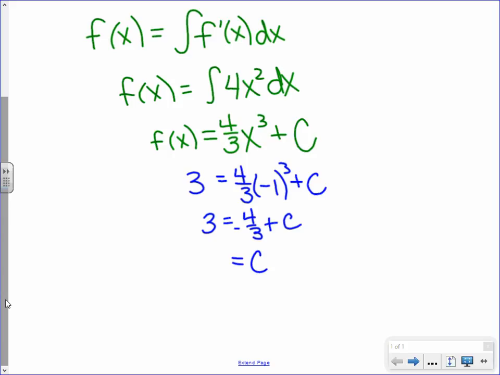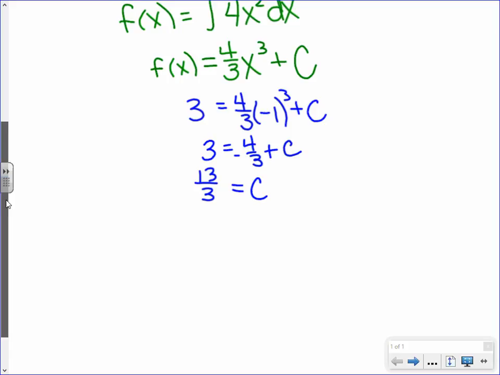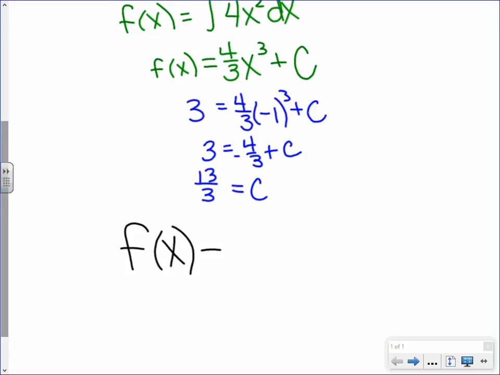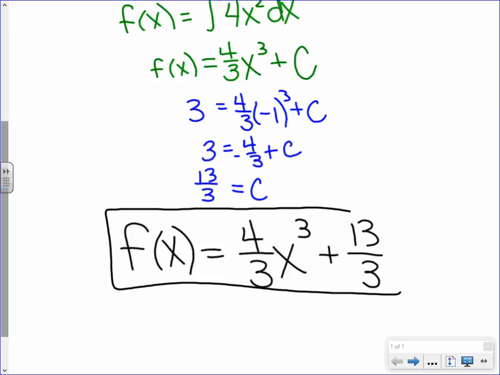What is our c value? 13/3. So we can conclude that f of x equals 4/3 x cubed plus 13/3. And now we can answer anything we want to about x. What's the function value at 2? What's the function value at 5? Okay, we can answer any of those based on our function.